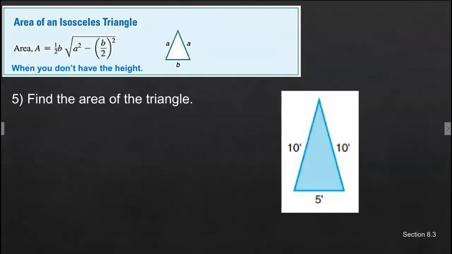Okay. Now this is a formula that I've never really personally used much. This is a formula for an isosceles triangle when you don't have the height. Now, we could actually find the height now that we know the Pythagorean theorem. And so if you would prefer to find the height, you could do that.